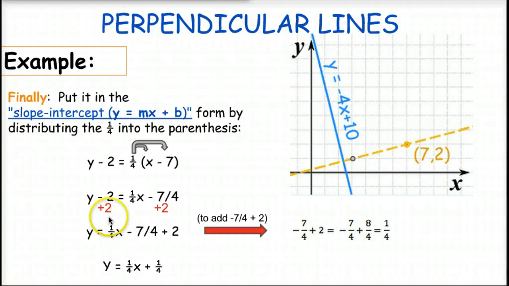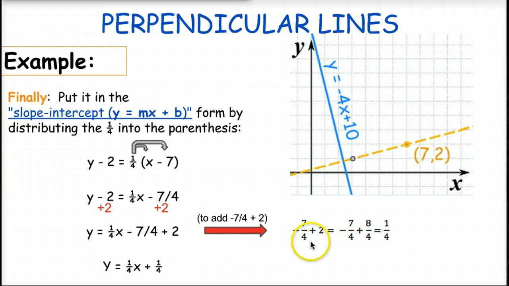We need to combine like terms. We're going to move the negative 2 to the right side, so we do that by adding 2 to both sides. Down here is what that looks like: y equals 1/4 x minus 7/4 plus 2. In order to complete this, we need to add negative 7/4 plus 2, and we do that by getting common denominators. Here's an example of what that might look like.